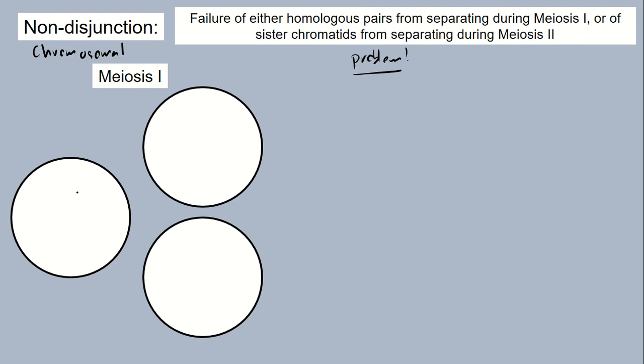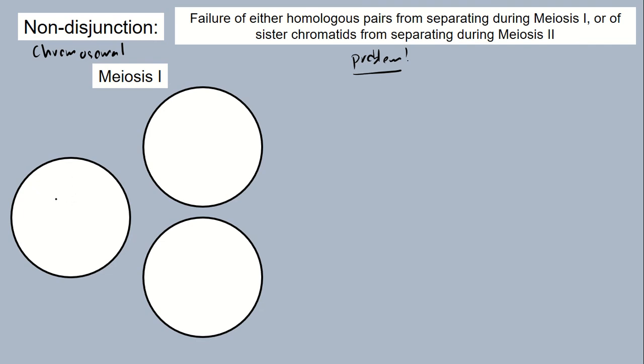The last concept that I want to cover here is non-disjunction. You'll often hear this referred to as chromosomal non-disjunction. This is a pretty big problem for cells if it occurs. Non-disjunction is the failure of either homologous pairs to separate during meiosis 1 or of sister chromatids to separate during meiosis 2. So there are 2 times during meiosis that non-disjunction can occur, and each time it's problematic. Let's diagram out what this looks like in meiosis 1.